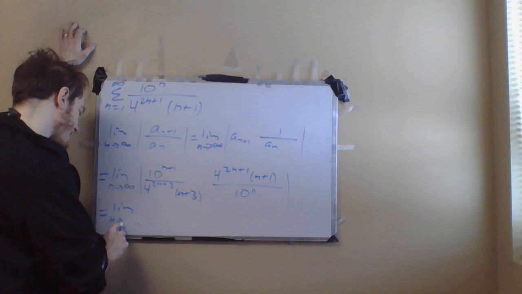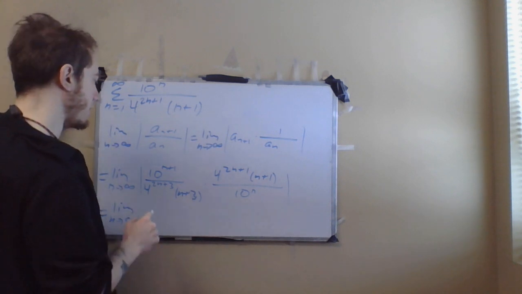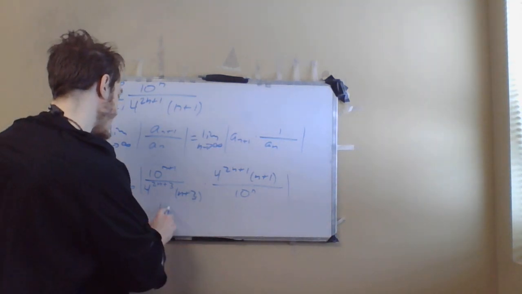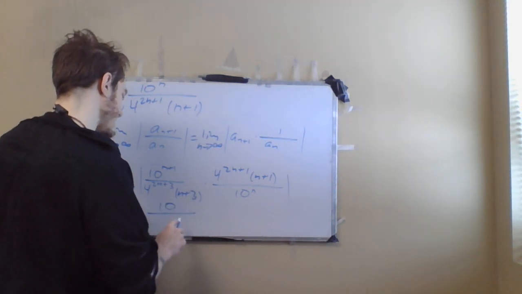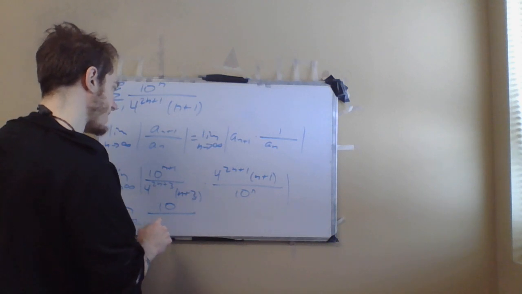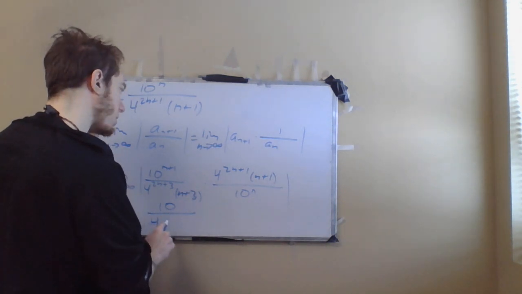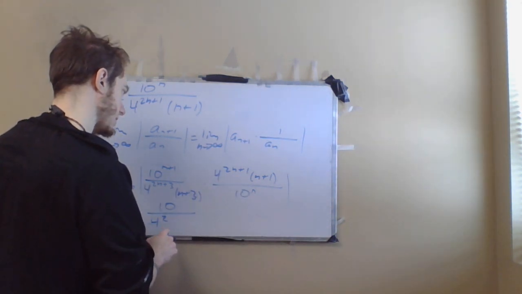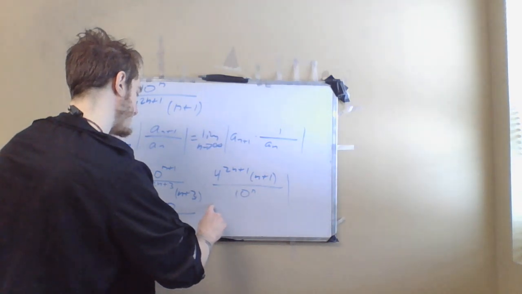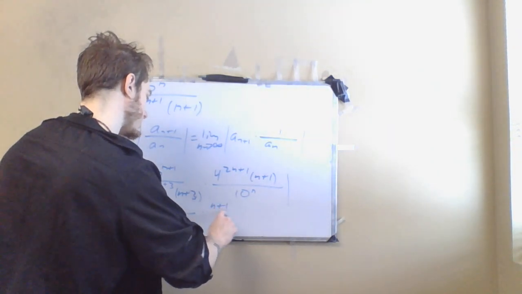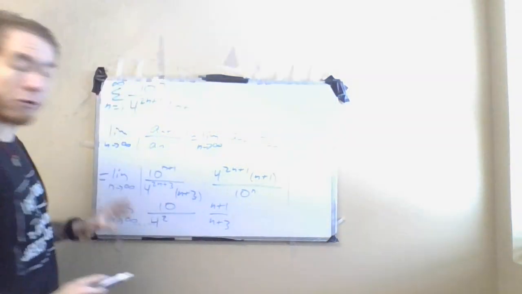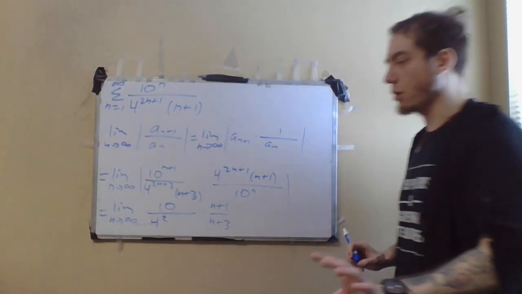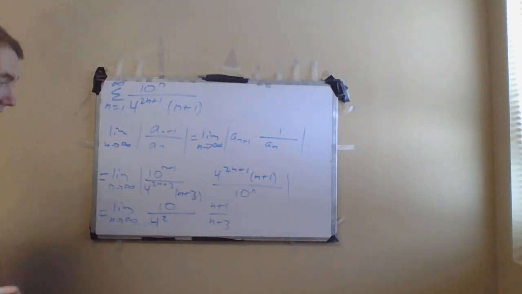This is the limit as n approaches infinity of, why am I suddenly so confused here? We're going to have a 10 in the numerator, and in the denominator, we're going to have a 4 squared, and then we have times n plus 1 over n plus 3. There we go. I don't know why that was so confusing to me for a minute there, but somehow my brain decided algebra was no longer a thing it was going to do.